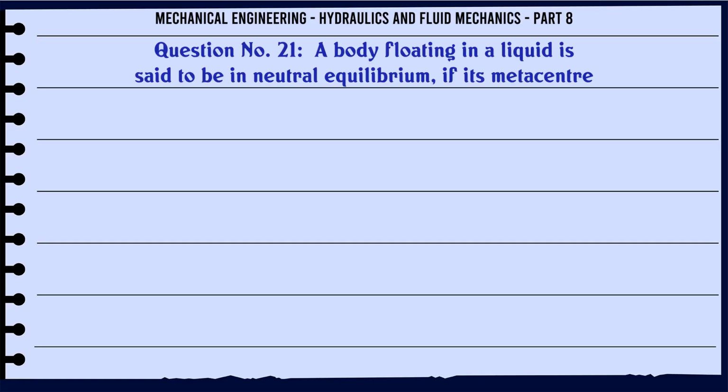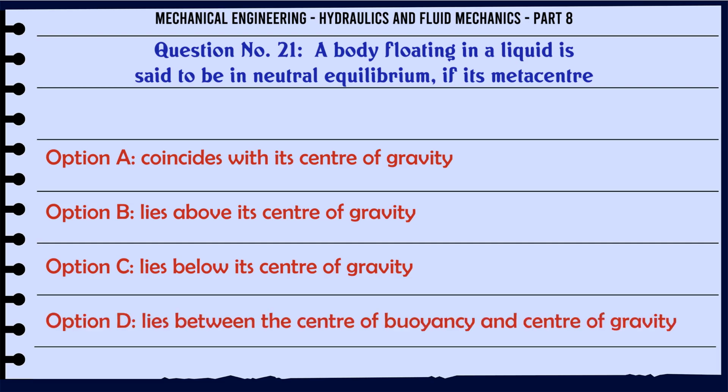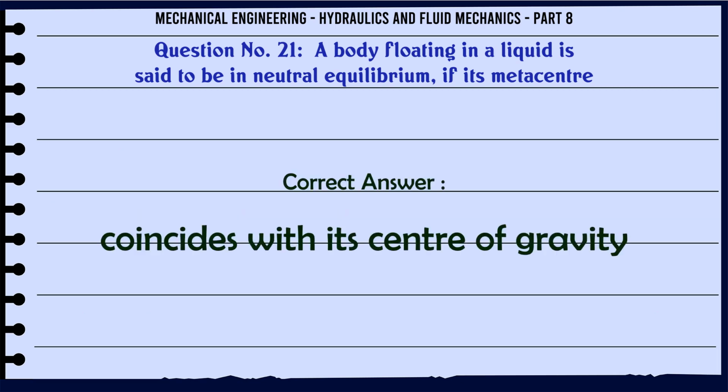A body floating in a liquid is said to be in neutral equilibrium if its metacentre A. coincides with its center of gravity, B. lies above its center of gravity, C. lies below its center of gravity, D. lies between the center of buoyancy and center of gravity. The correct answer is coincides with its center of gravity.